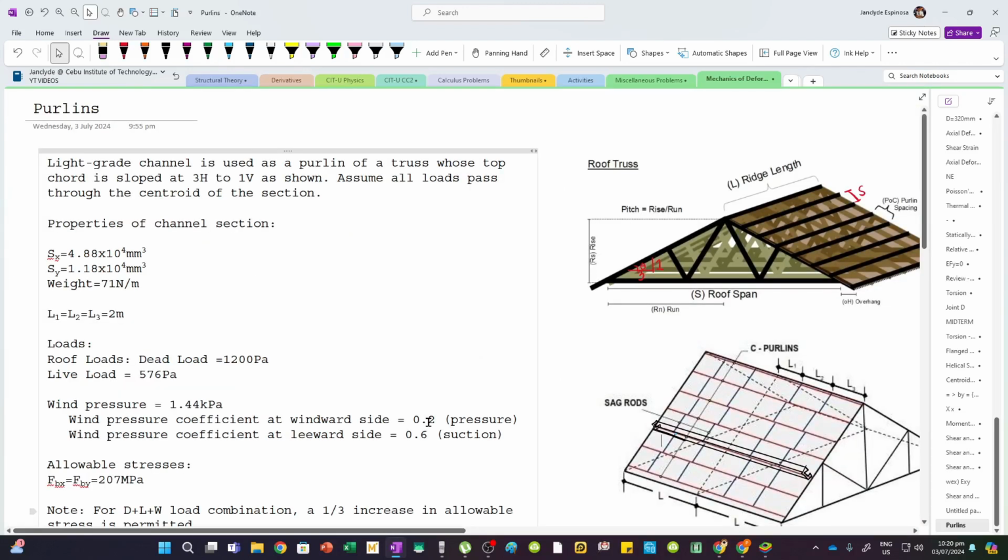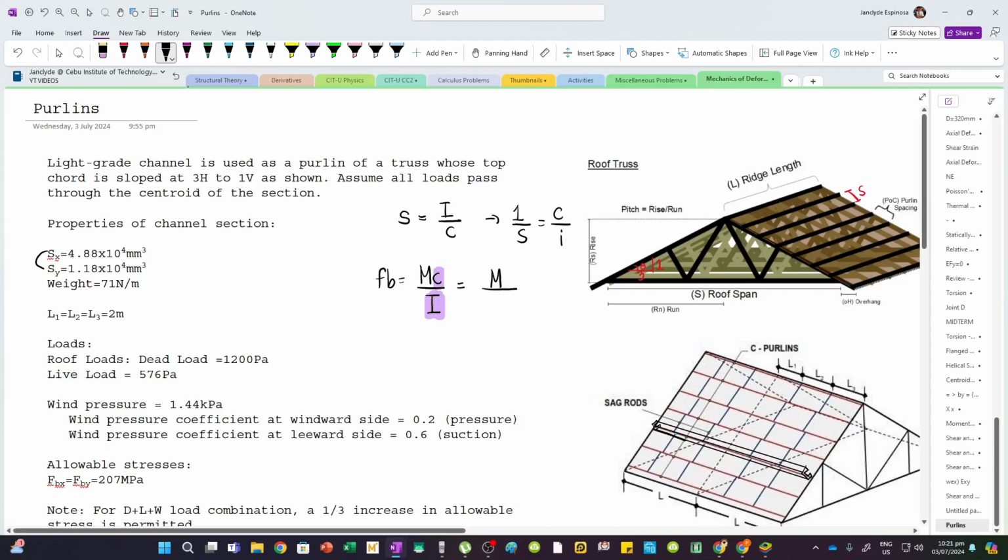Now we have the following properties. Sx is 4.88 times 10 to the 4th, and then Sy is 1.18 times 10 to the 4th. Now sir, ano yung Sx saka Sy? Recall that S is equal to I divided by C. Now di ba, yung bending stress, Fb, is Mc over I. Now we can take the reciprocal of this one such that we have 1 over S equals C over I. So essentially, itong C over I pala, pwede natin palitan ng 1 over S. So we have Fb equals M divided by S. So we will use this para sa bending stresses.